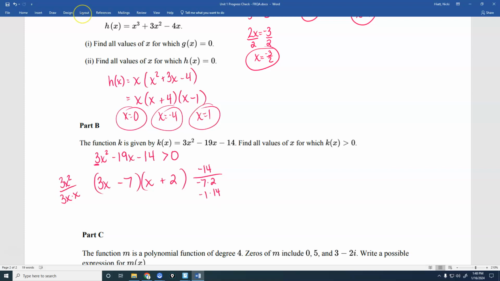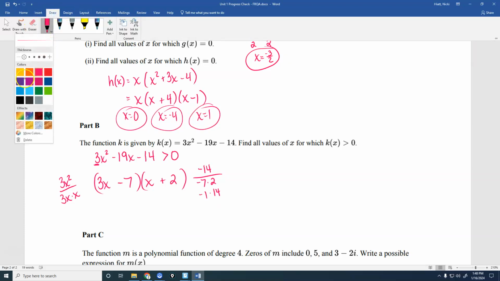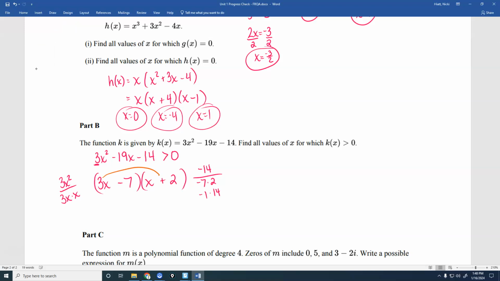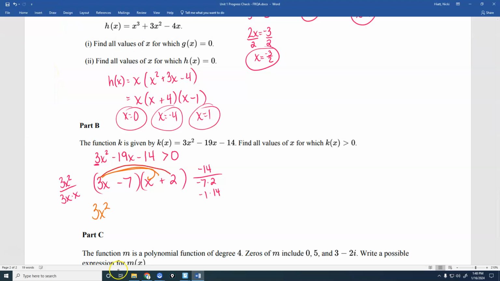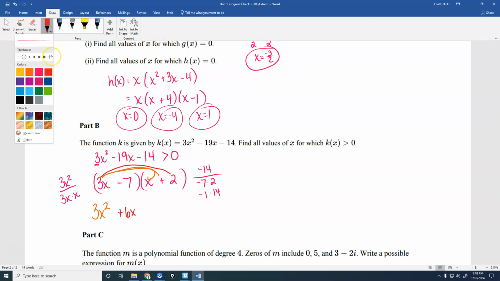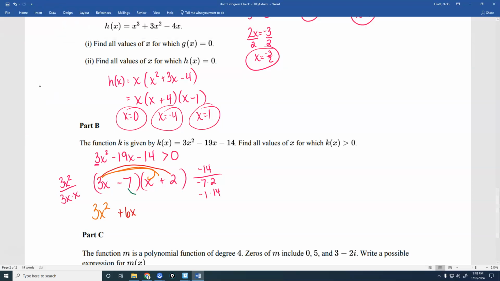So to check this, you just multiply it back. So if I want to multiply it back, let's use some different colors here. 3x times x is going to give me 3x squared. I know that one should work because that's why I picked 3x and x, right? You don't even have to check that one. Then the ones that really become important are these middle ones. I've got to do 3x times +2, which is going to give me a +6x. I've got to do -7 times x, which will give me a -7x.